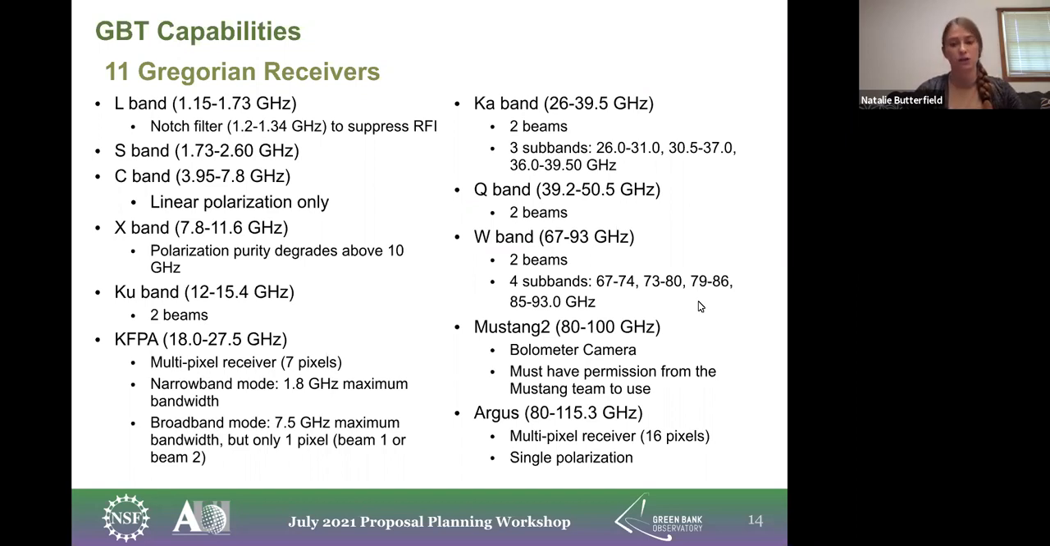Lastly, we have the Argus instrument. Argus is a multi-pixel receiver, so it has 16 pixels. And because it has 16 pixels, there is only a single polarization for those observations. So just be aware that if you are using Argus, you have just a single polarization for those observations. All right, so that's just a brief summary of all of the different receivers that we have available in the Gregorian turret as well.